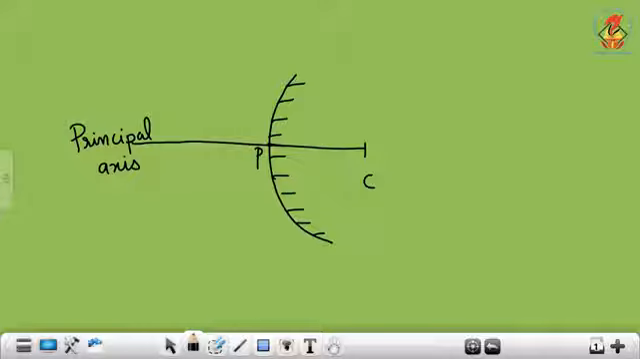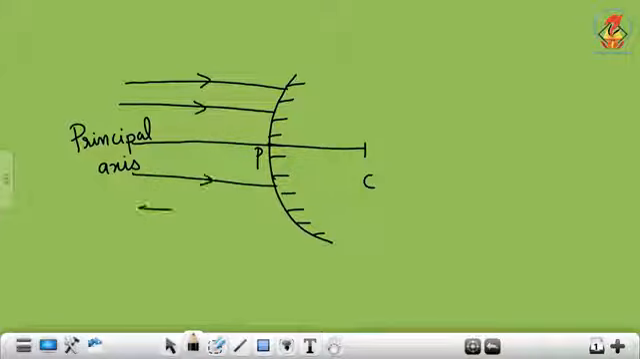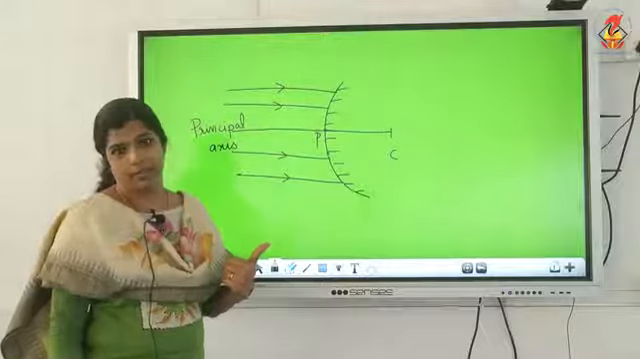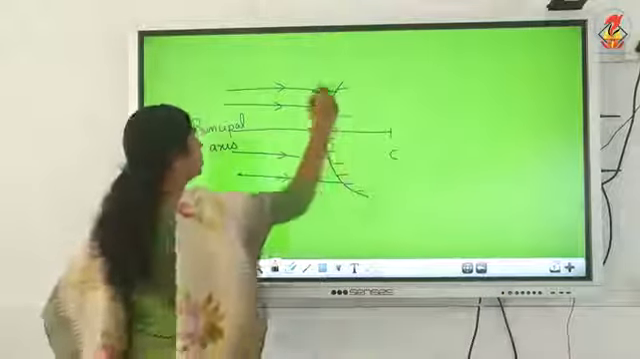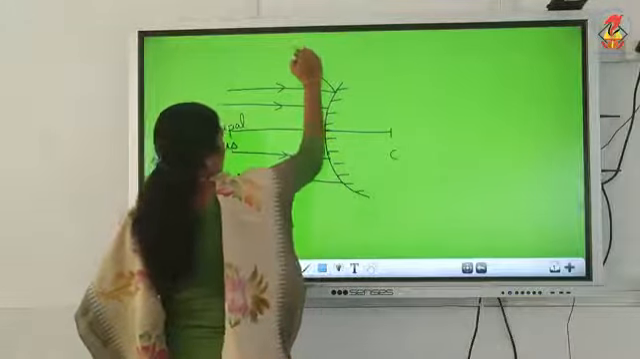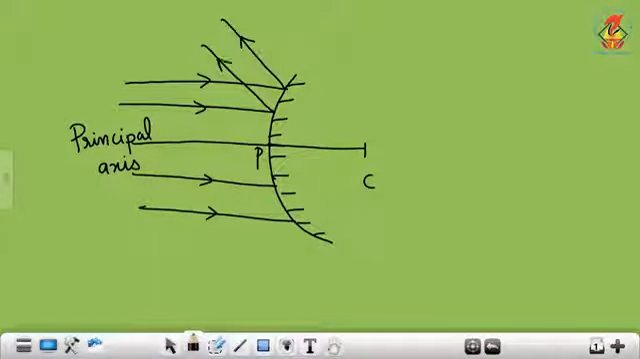Now we will draw light rays parallel to the principal axis. Two light rays parallel to the principal axis. What will happen when they are incident on this mirror? They will be reflected back. So, this one is a reflected ray, this one is a reflected ray, this one is a reflected ray, this one is a reflected ray.